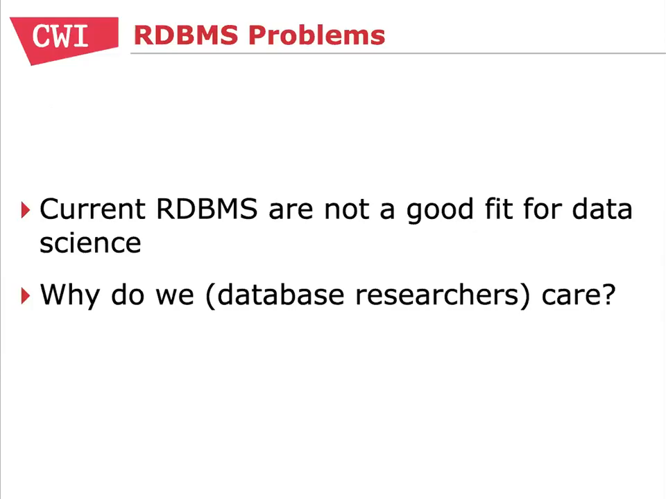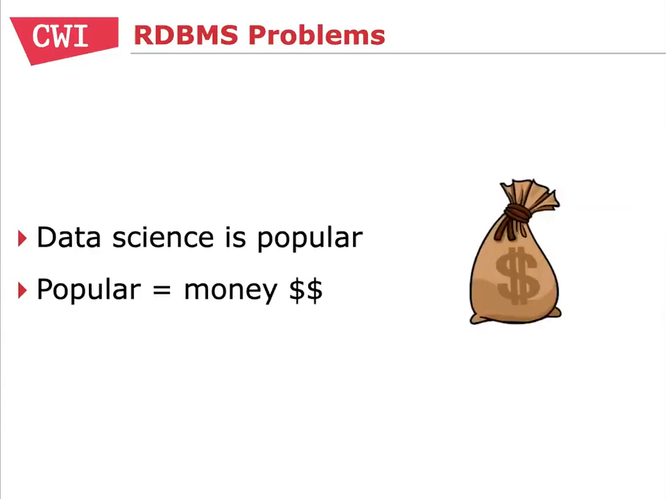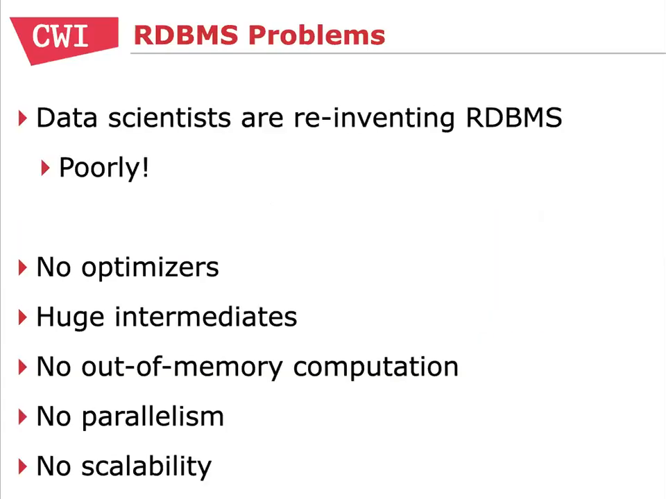So basically what we've seen is that the current systems are not a good fit for data science. Well, why do database researchers even care? Obviously the answer is money. Data science is popular, so you can get grants, you can get money, great stuff. But maybe more of a fundamental reason is that data scientists are kind of reinventing database systems. They're doing a lot of the same things that we have already done 30, 40, 50 years ago, you know? And they are kind of remaking all the mistakes that have been made in our community as well. And it's kind of a waste.